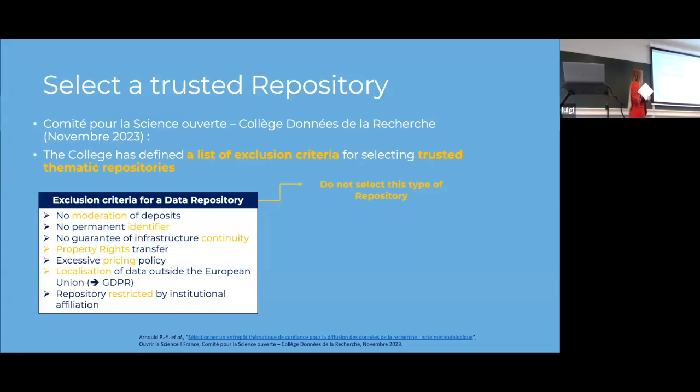And finally, if the repository is restricted by institutional affiliation, if you have to take an affiliation to a type of society, for example, if the repository is not open, it's not compliant with the open data principle.